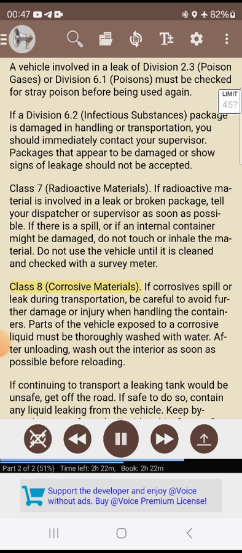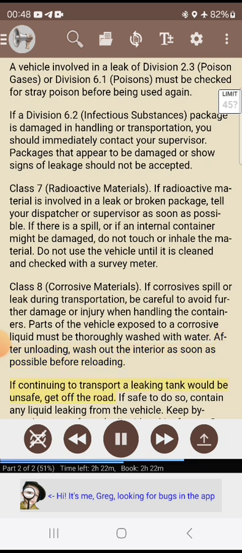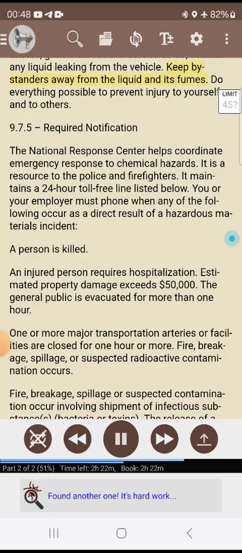Class 8 Corrosive materials. If corrosives spill or leak during transportation, be careful to avoid further damage or injury when handling the containers. Parts of the vehicle exposed to a corrosive liquid must be thoroughly washed with water. After unloading, wash out the interior as soon as possible before reloading. If continuing to transport a leaking tank would be unsafe, get off the road. If safe to do so, contain any liquid leaking from the vehicle. Keep bystanders away from the liquid and its fumes. Do everything possible to prevent injury to yourself and to others.